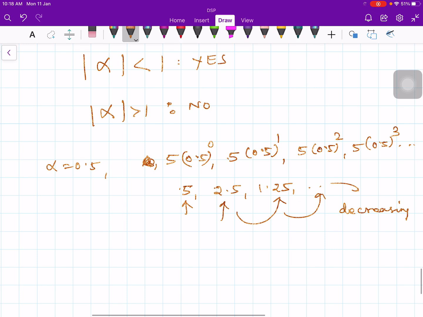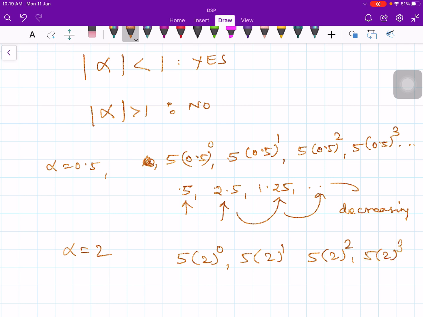In case I take alpha equal to 2, then what will happen? You get 5 times 2 to the 0, 5 times 2 to the 1, 5 times 2 to the 2, 5 times 2 to the 3, and so on. Now it is 5, 10, 20, 40, it keeps on exponentially increasing. It goes on increasing in its value. Therefore the sequence is not bounded.